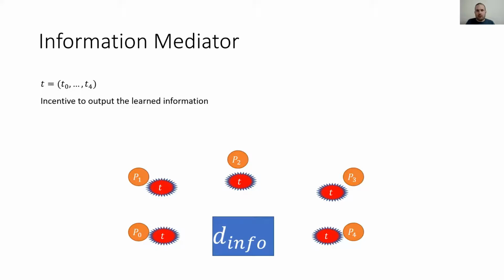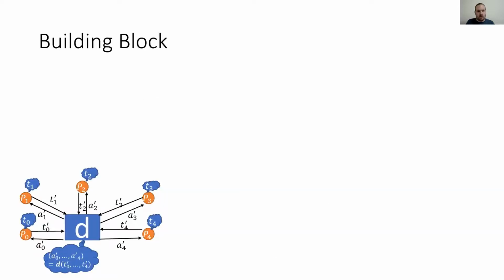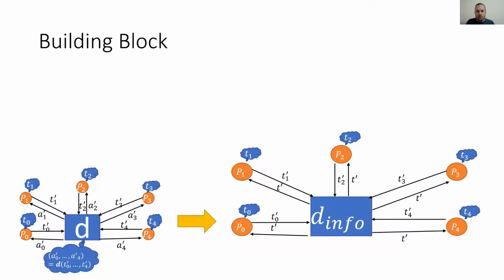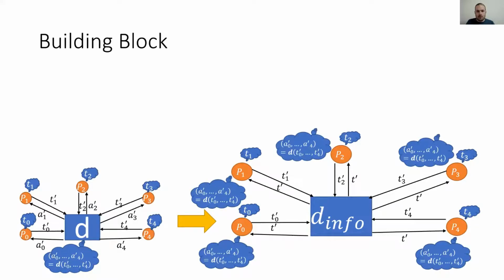Once we implement the information mediator, we can use it to simulate a much larger class of mediators. How can we do it? Originally, the mediator got the types and by the types computes the function D. With the information mediator, all the players get to know all the types, and they can compute the function D by themselves. And then they can go and act according to the recommended action.